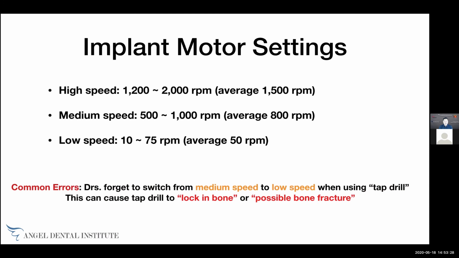Okay, common errors, I said it before. Doctors forget to switch from medium speed to low speed when using tap drill. This can cause tap drill to lock in bone, or possible bone fracture if you do it too hard and you don't let go, okay? Have I done this? Yes, and then there's a solution for that too. I think all the doctors that have worked with me that's done implants have in their lifetime done this mistake. It's kind of scary when you first do it, but don't worry, it's okay, it'll work out.